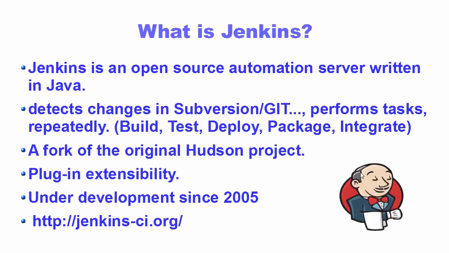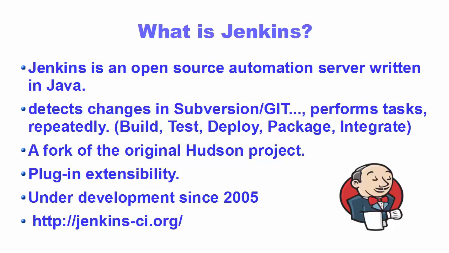So let's get started. So first of all, what is Jenkins? Jenkins is an open source automation server written in Java. One can also say that Jenkins is a CI server, where CI stands for continuous integration. And what is CI? We are going to see in detail in the next slide.